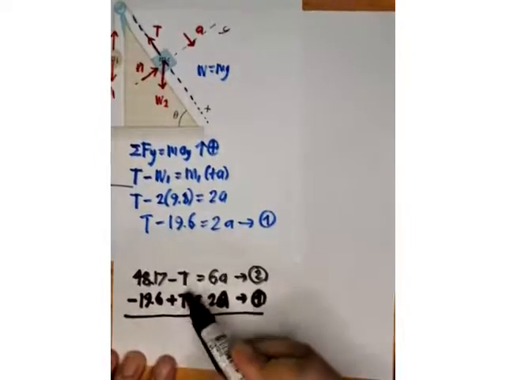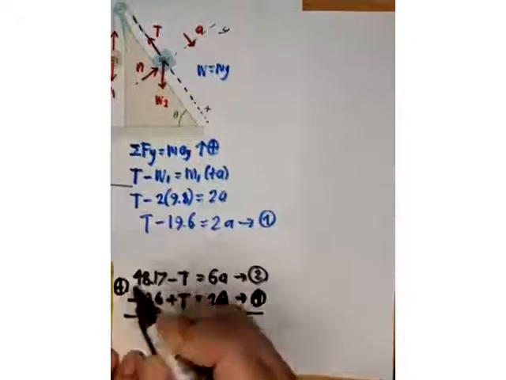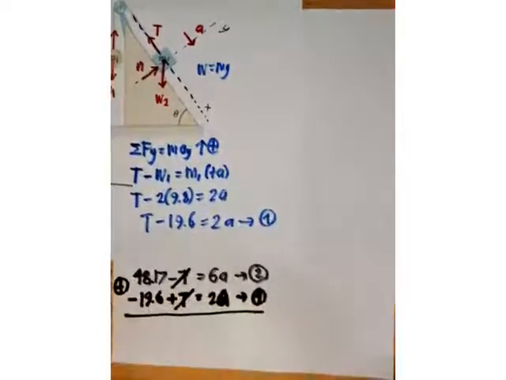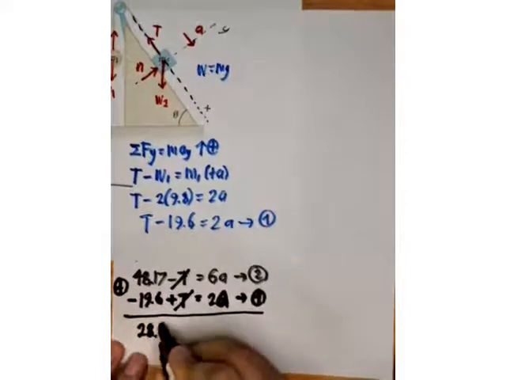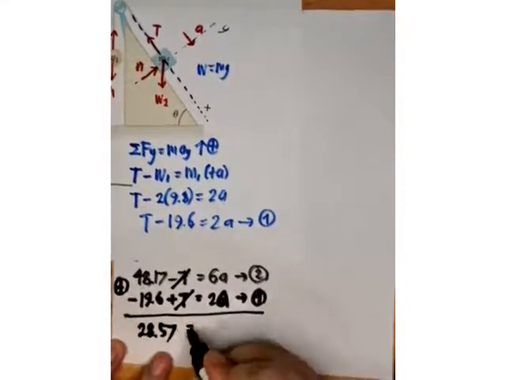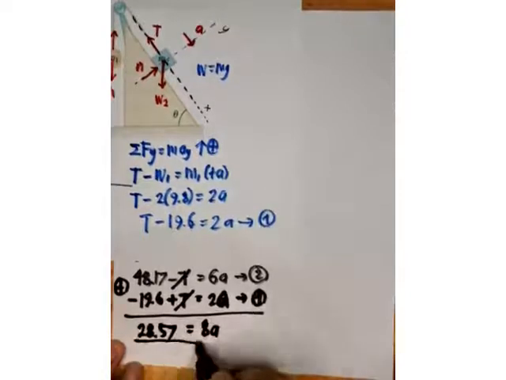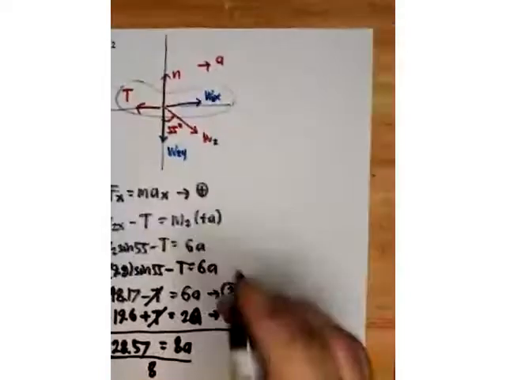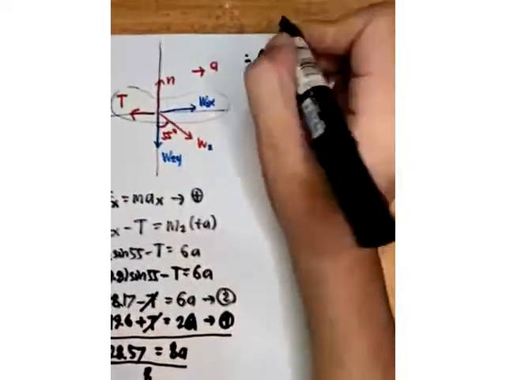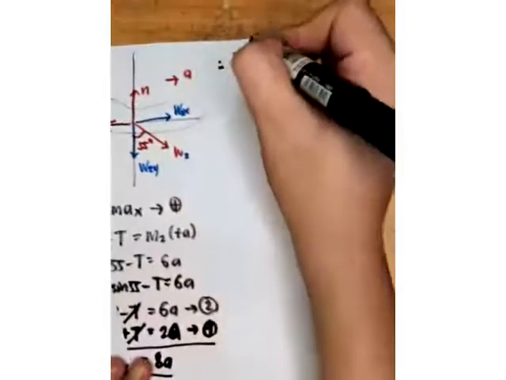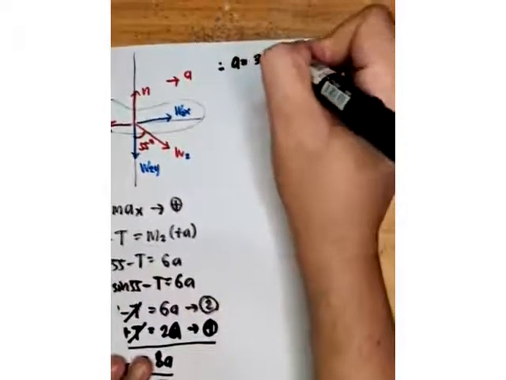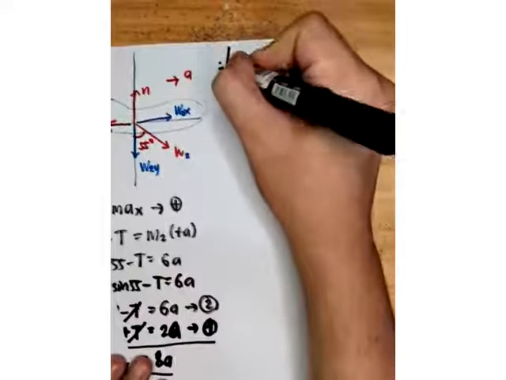Okay? Since the signs of t are opposite, we just add the two equations. So t cancels. This is 28.57 is equal to 8a. So we divide this by 8. Therefore, the acceleration is equal to 3.57 meters per second squared.